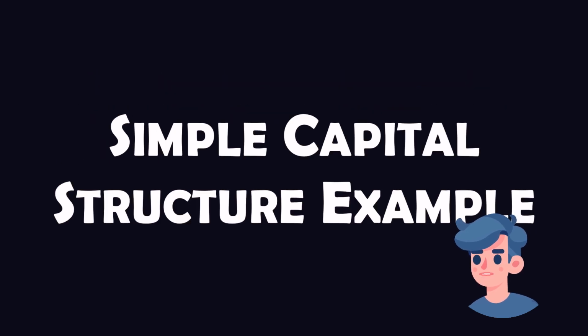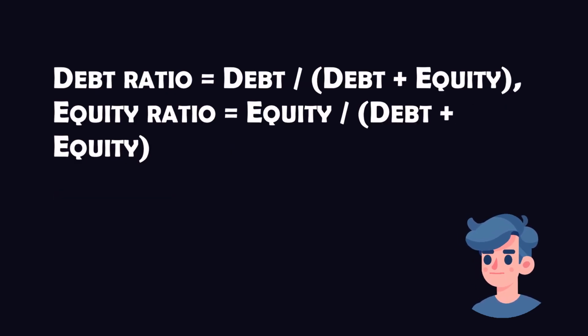Let's start with a basic example. Suppose a company has $2 million in debt and $3 million in equity. Their capital structure would be 40% debt and 60% equity.